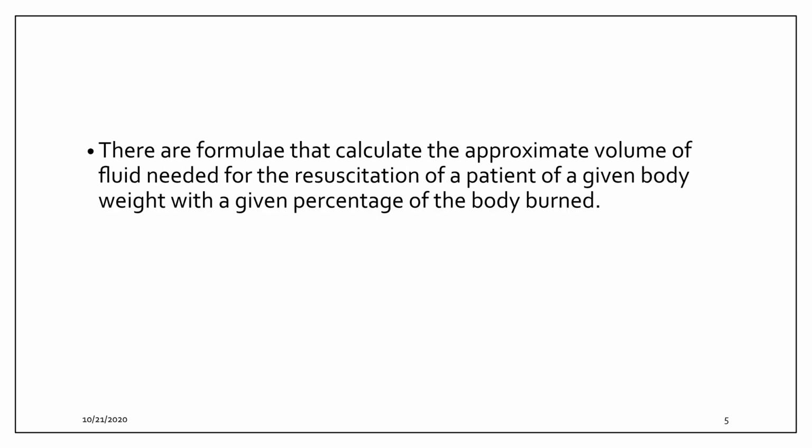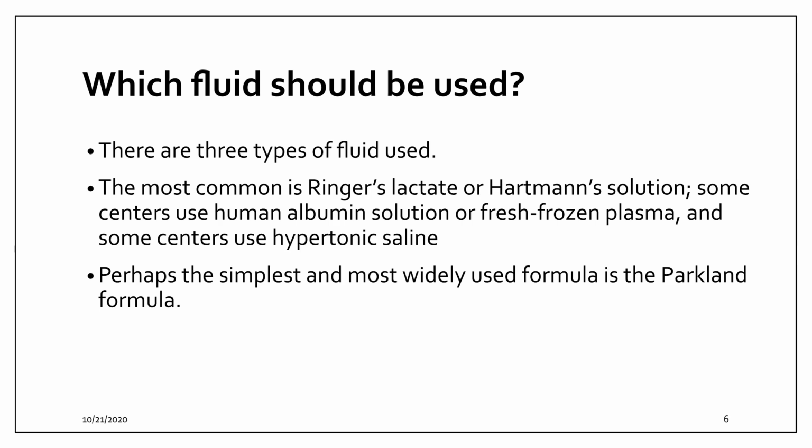Formulas help calculate the approximate volume of fluid needed for resuscitation based on the patient's body weight and the percentage of body burned. Three main types of fluid are used: Ringer's lactate, human albumin solution or fresh frozen plasma, and hypertonic saline. The Parkland formula is one of the simplest and most widely used.